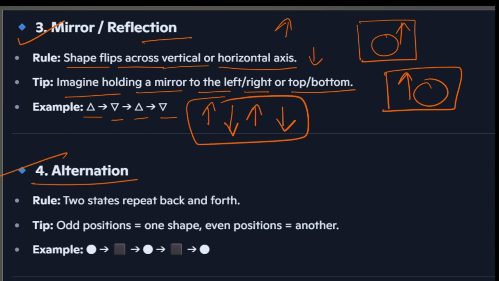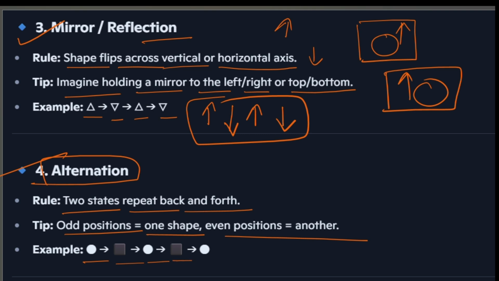Then there is alternation. Two states repeat back and forth. Odd positions one shape, even positions another. So it's repeating again and again. So first is a circle, then there is a rectangle, circle, rectangle, circle. Alternation would be the alternate positions.